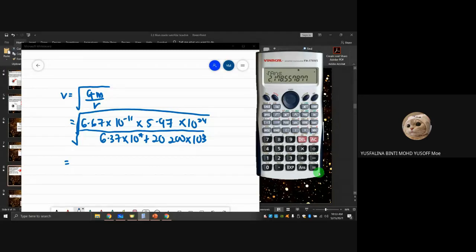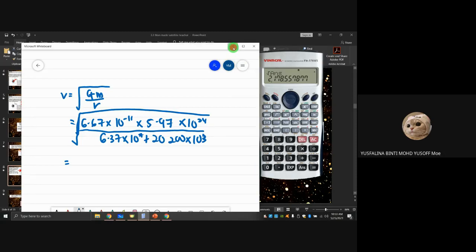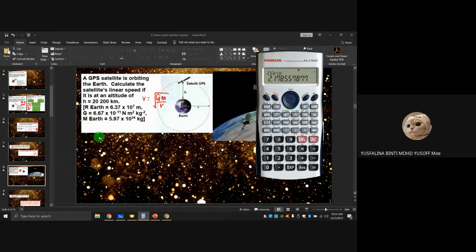Yeah, km change to meter. So this one I change to meter, right? 20,200. I multiply with 10 power of 3 because I know the prefix kilo is 10 power of 3, right? One left again. Okay, so that's the answer.